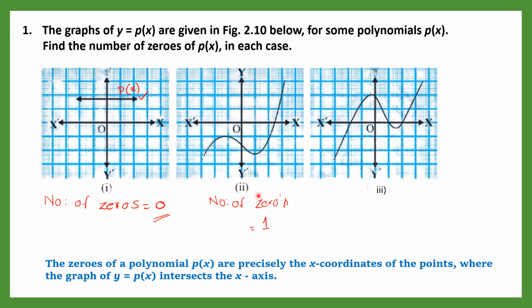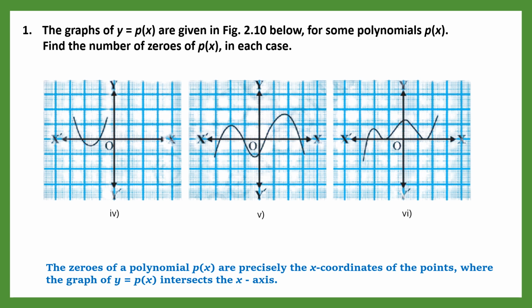Now, let us solve the third question. Did the graph intersect the x-axis or not? Yes, it intersected here and here. At 3 places it intersected the x-axis. So the number of zeros for this polynomial p of x is 3. One point is here, here, and here. So we get 3 as the answer.